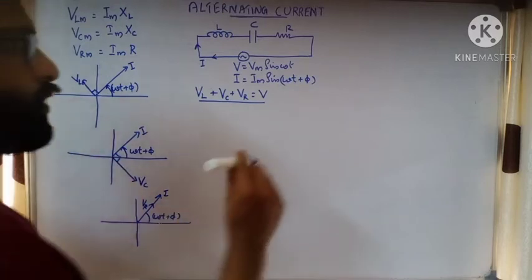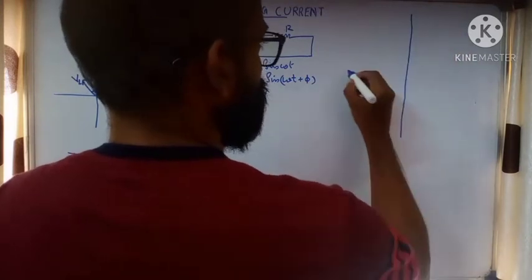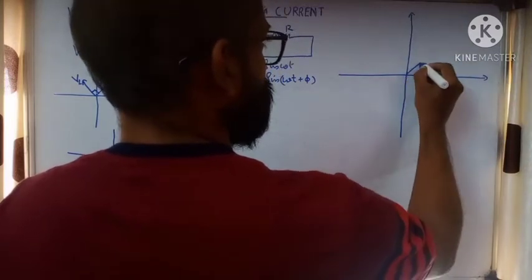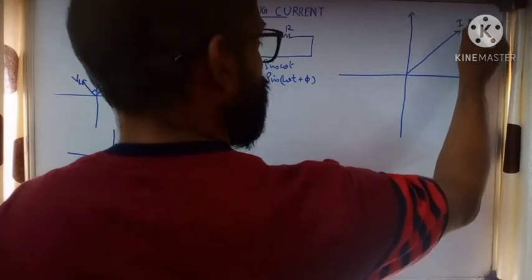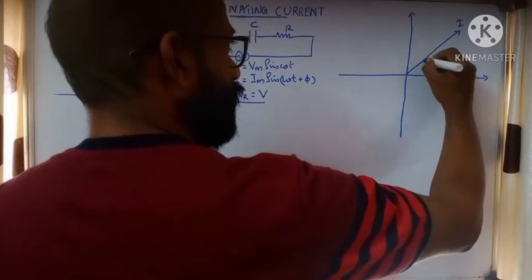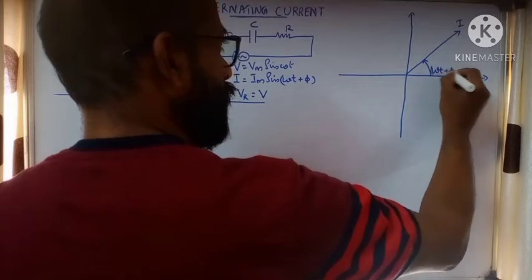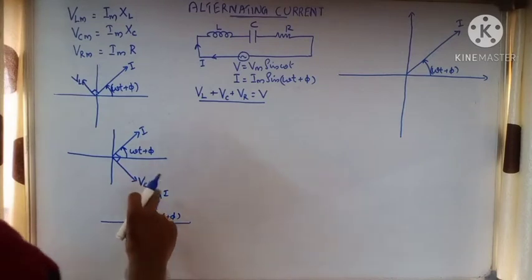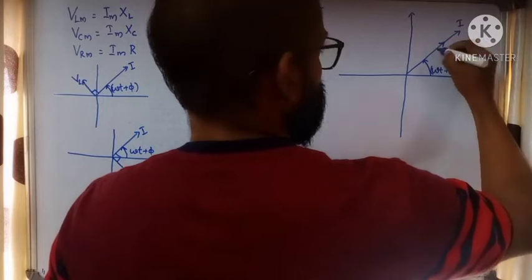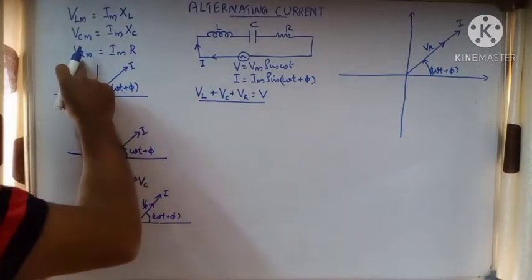I'm just going to draw this here. First I am going to draw the quadrants. Now first I will draw the current. This is a phasor representing current. Length will be equal to IM. And now this angle, as usual, will be equal to omega t plus phi. Now, voltage across resistor along the same phasor. So I can say this is VR. Length of VR will be equal to VRM, peak value.